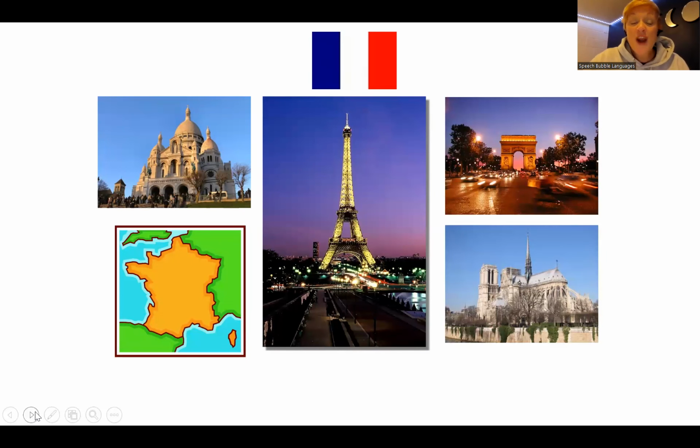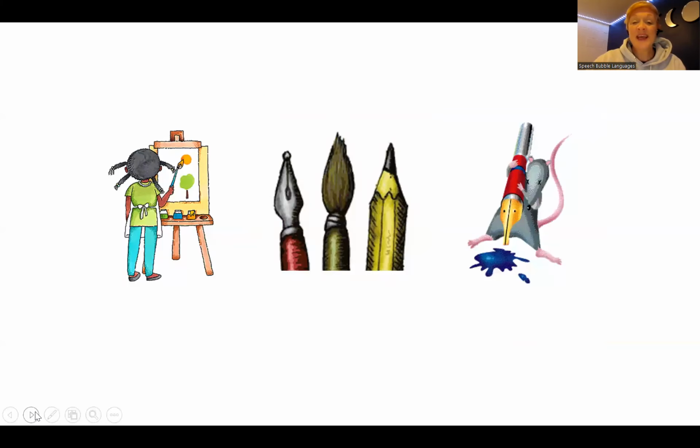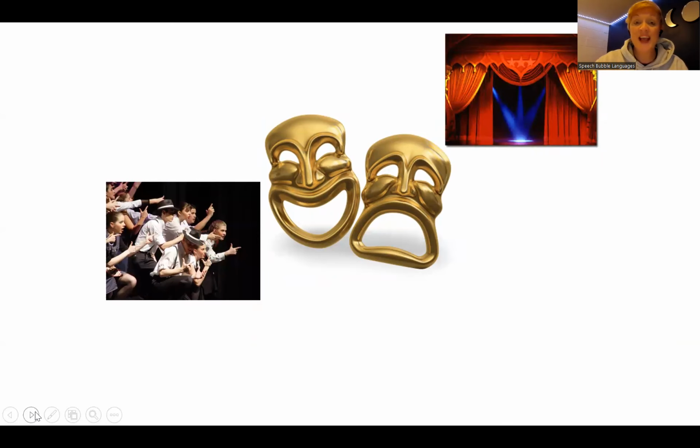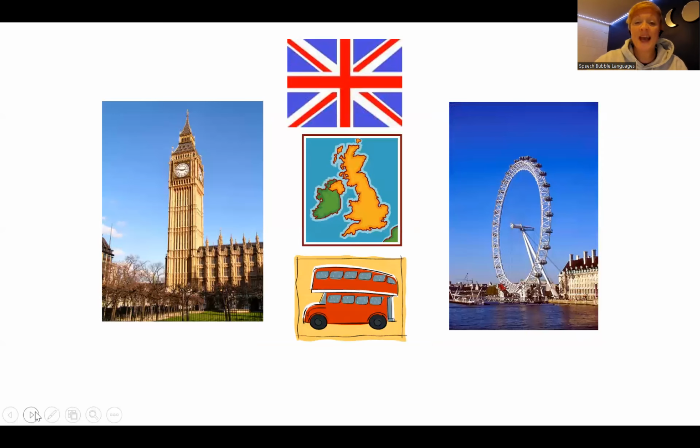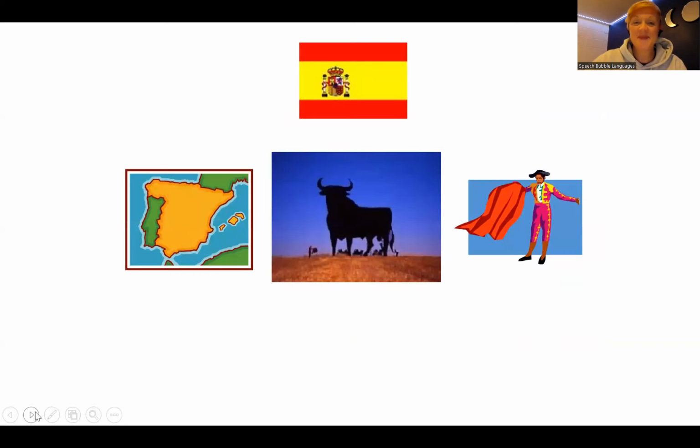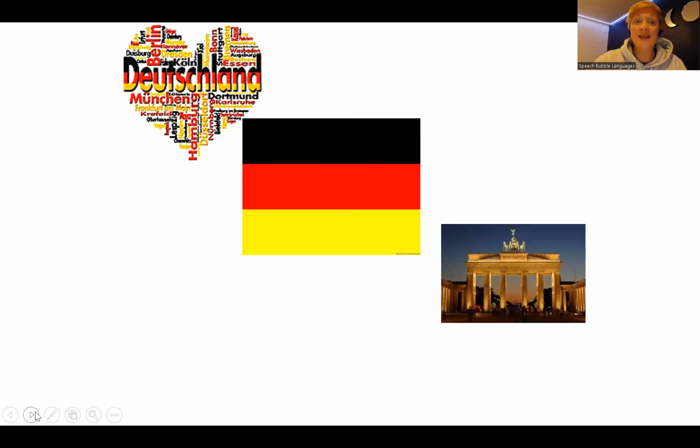Here's our first one. Francés. Tongue coming out. Francés. Dibujo. Dibujo. Nice hess sound at the back of our throat. Teatro. Deporte. Inglés. Accent up on the E. Inglés. This one I hope you know already. Español. Alemán. Accent on the A. Alemán.